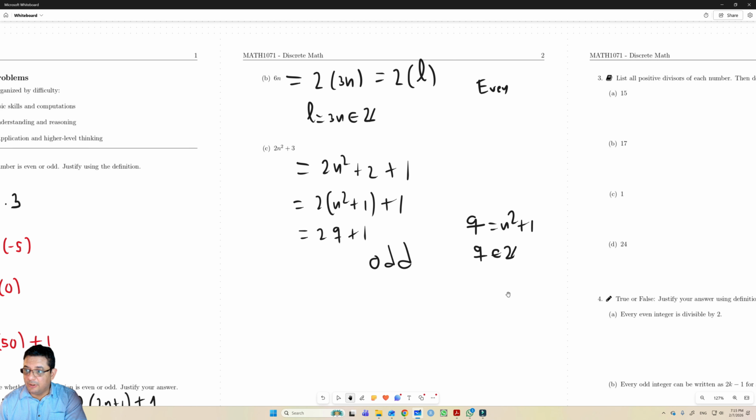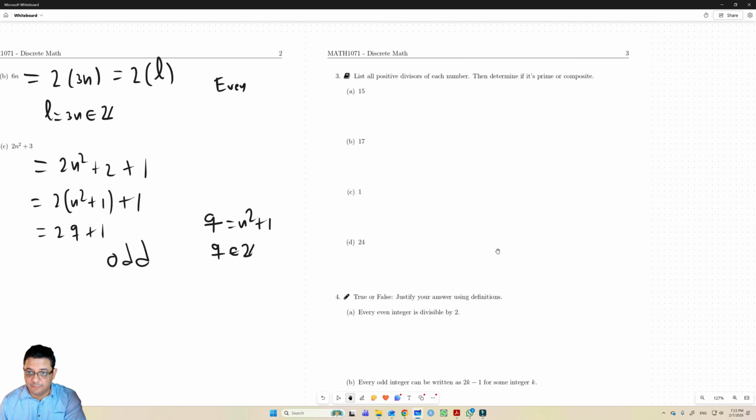We're going to have a list of positive divisors of each number, and let's check if it's prime or composite. For 15, we clearly have that this is a composite number. We can see it as 3 times 5, so composite. And from now on, I'm just going to use C for composite, and I'm going to use P for prime. Divisors of 15, we have, of course, 1, we have 3, we have 5. We also have 15. So we have all these divisors.